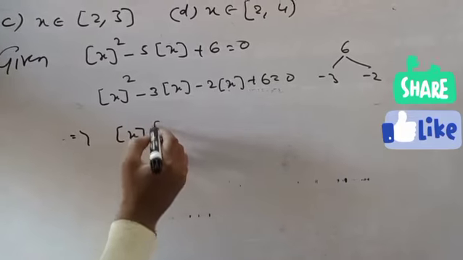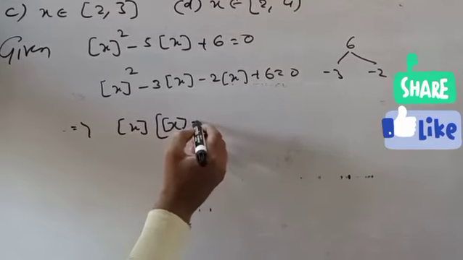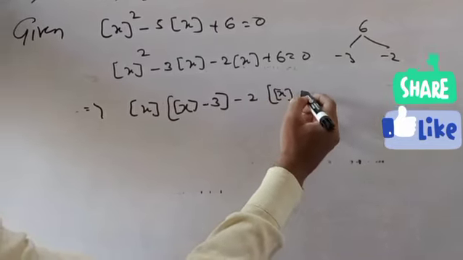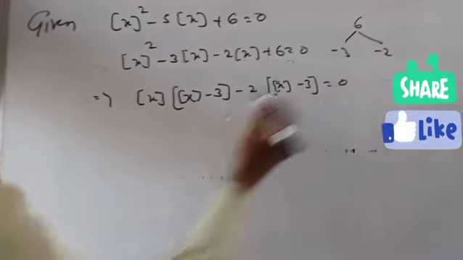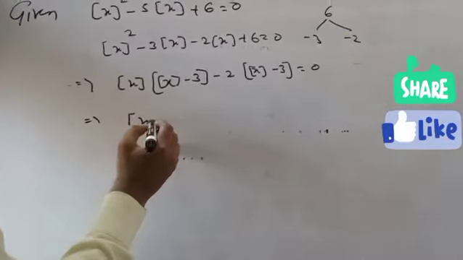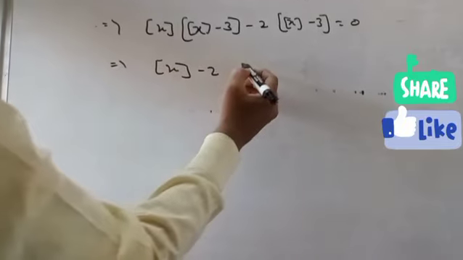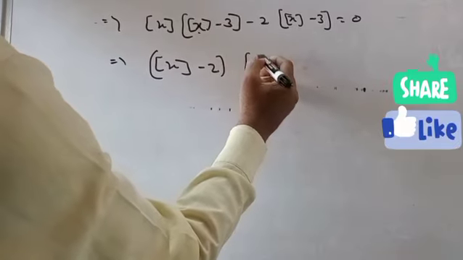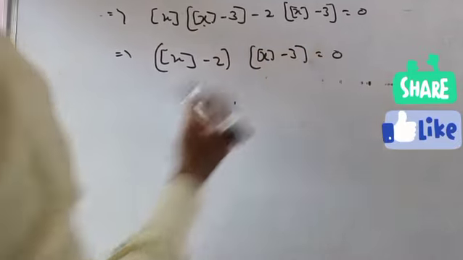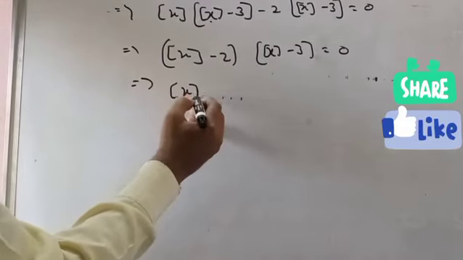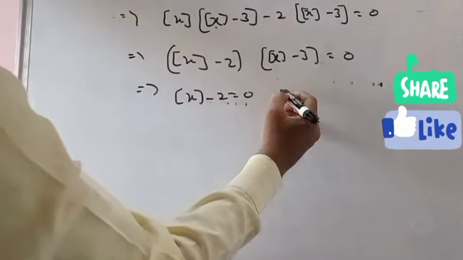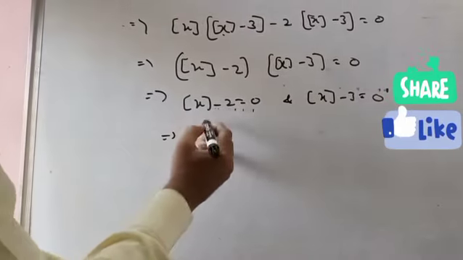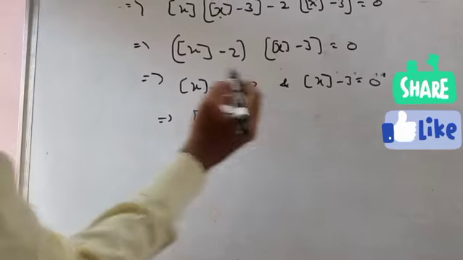[x]([x] - 3) - 2([x] - 3) = 0. Therefore ([x] - 2) in one bracket, and in another bracket ([x] - 3) = 0. Therefore [x] - 2 = 0 and [x] - 3 = 0. Here [x] = 2.